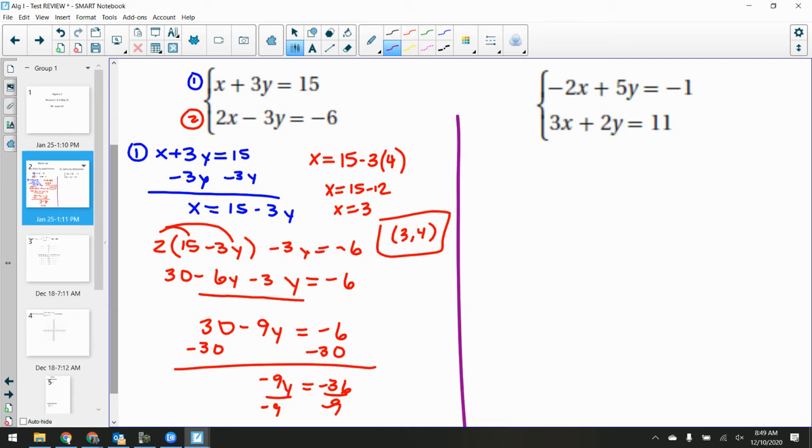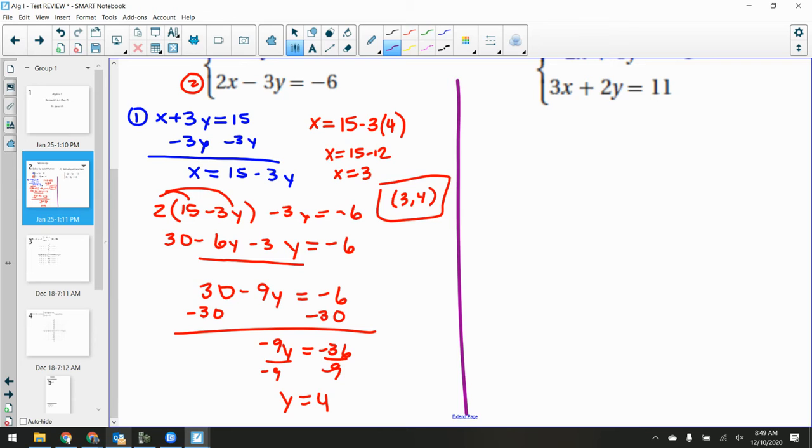Hold on a second. I'm sorry, you have to plug in for the opposite variable. Once you get down to one variable, you've got to find the other one. So once you get a y equals, you plug that in for y, but you're really solving for x. So y equals 4. I go back in here, I replace y with 4 right there, then I solve for x.